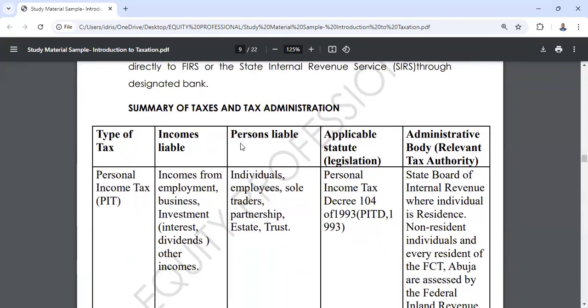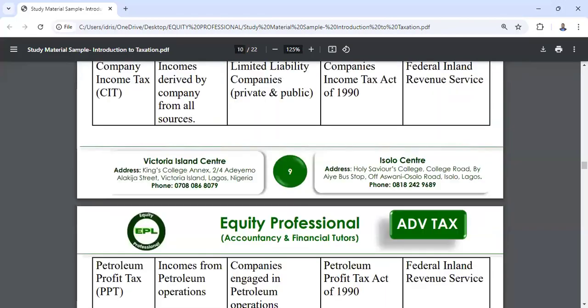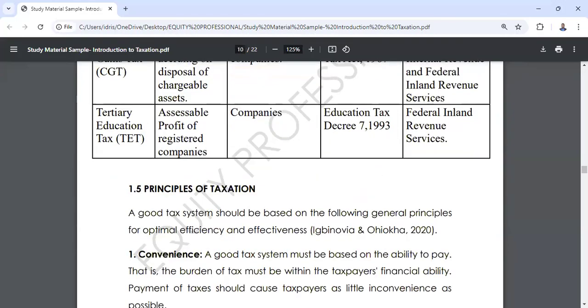Who are the people that pay personal income tax? Persons liable: individual, employee, sole trader, partnership, trustee, estate. What is the law regulating personal income tax? We have the Personal Income Tax Act of 1993. Who is the administrative body for personal income tax? The State Board of Internal Revenue Service. So I gave the example.